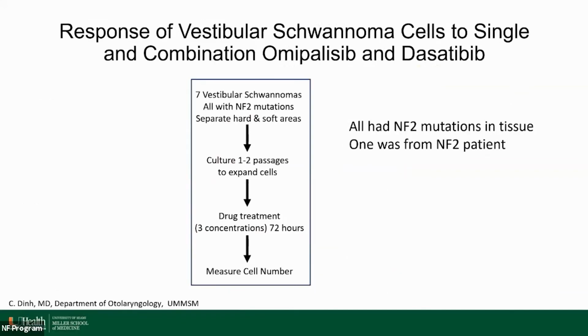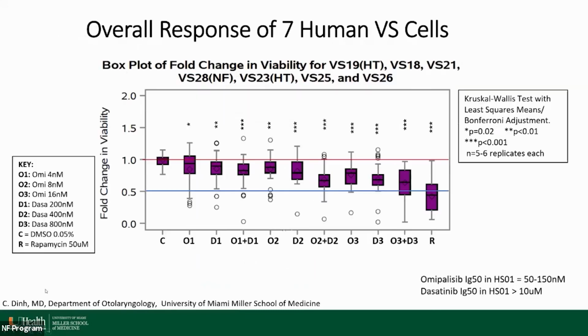Our collaborator, Dr. Din, cultured cells from 7 vestibular schwannomas. Some VS had areas of different textures and were cultured and tested separately. All VS had NF2 gene mutations in the tissue, but only one was from an NF2 patient. After 1 to 2 passages, cells were seeded in 4 replicate wells and treated with 3 concentrations of drugs alone and together for 72 hours. Viability was measured using CellTiter-Glo. A statistical analysis of the data, conducted by grouping all the vestibular schwannomas per condition, revealed a statistically significant reduction in viability compared to DMSO controls.